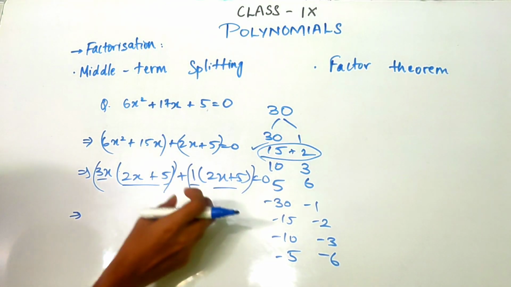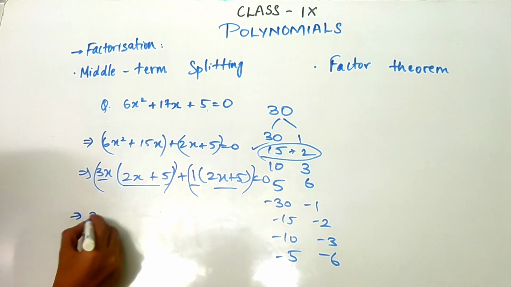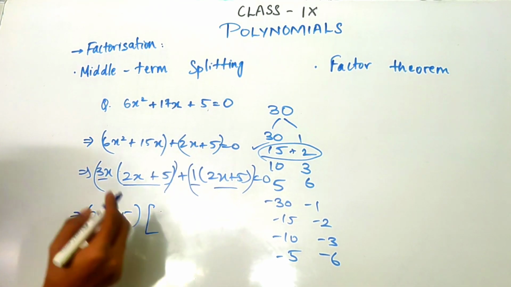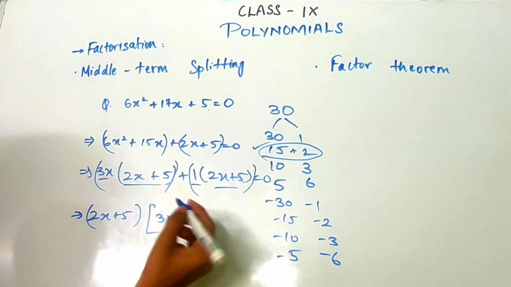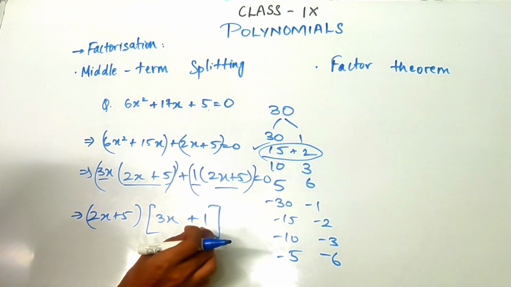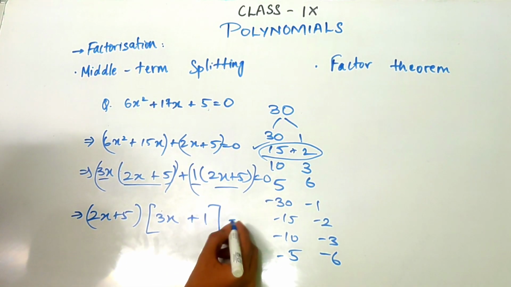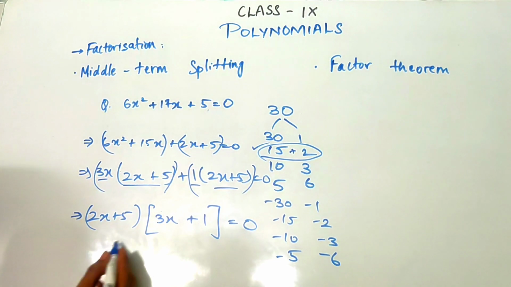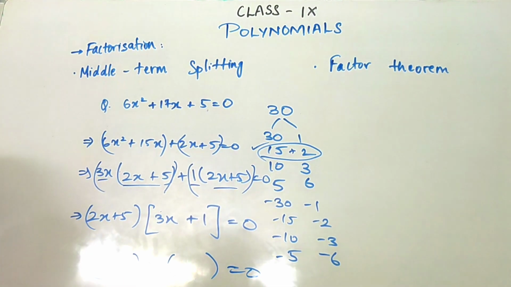Now 3x times 2x plus 5, 1 times 2x plus 5. Both these terms have 2x plus 5 common. Take that outside. So 2x plus 5 times, what you will be left with over here is 3x, and 1 times 2x plus 5 will be left with 1. Don't forget this 1 because it is also a number. So 3x plus 1 equal to 0. So this is our final step because we have obtained a product term like this. So something in product equals 0.